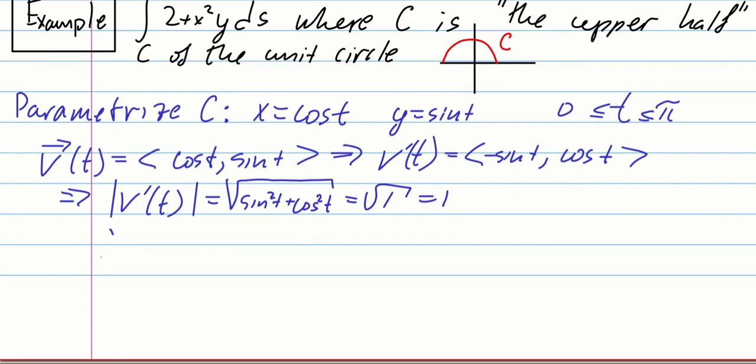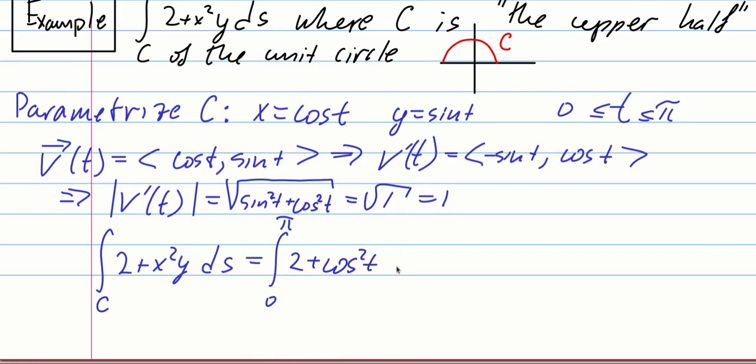So now we calculate the line integral over C of 2 plus x squared y ds. So our parameter t changes from 0 to pi. We have the integral of 2 plus cosine squared of t times sine of t dt. So the integral of 2 is easy to take as 2t, but if you think about the antiderivative of the second function, it's just cosine cubed of t.